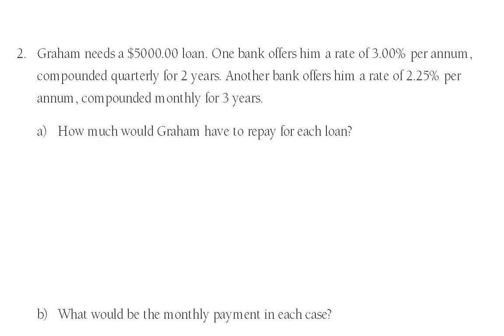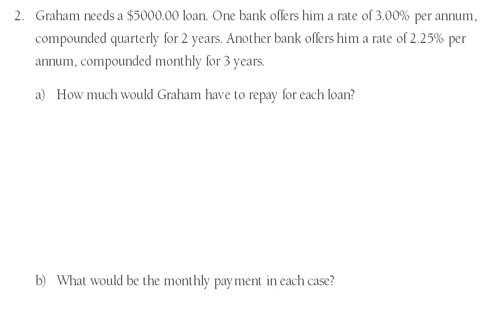We got good old Graham here. He needs a $5,000 loan, and one bank offers him a rate of 3% per year. Right? That's what per annum means, per year. Compounded quarterly for 2 years. Another bank offers him a rate of 2.25% per year, compounded monthly for 3 years. So we want to know how much he would have to repay for each loan.